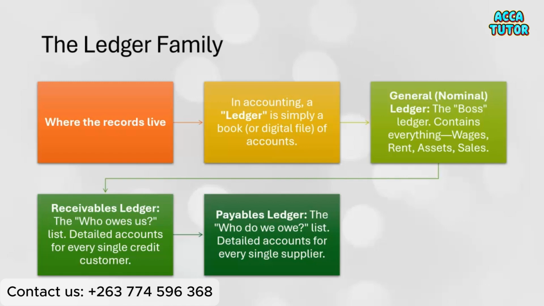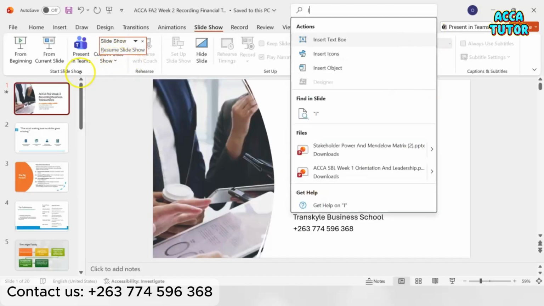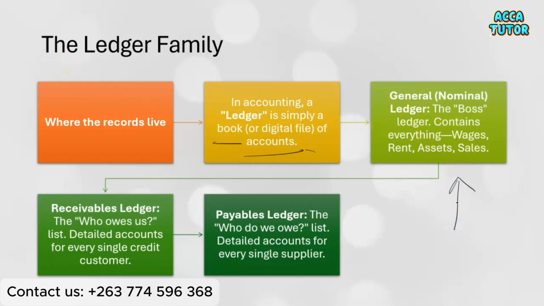The ledger. This is where all the business records stay. They live in the ledger. All right. So in accounting, a ledger is simply a book or digital file of accounts. So we have what is called the general ledger or nominal ledger. All right, this is the boss ledger. Contains everything: wages, rent, assets, sales. So many things are going to be in this record.